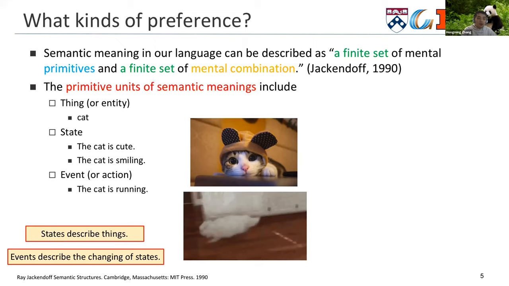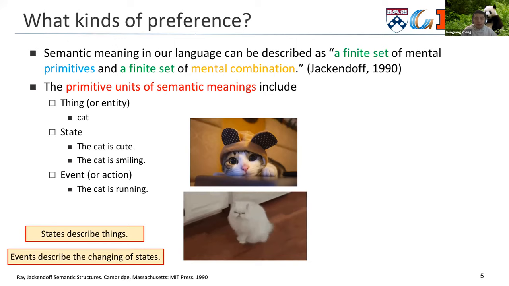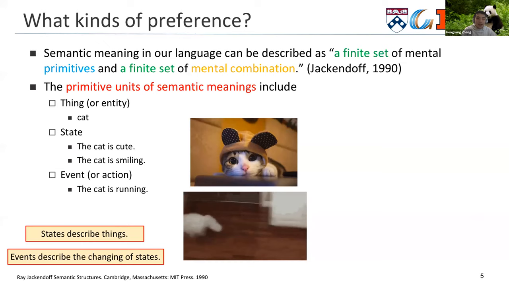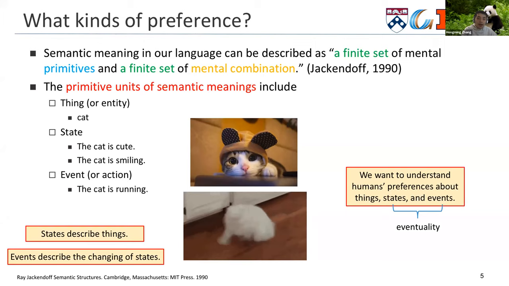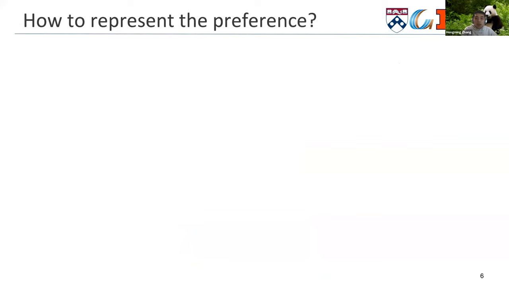It just got scared. Considering the knowledge about things can be effectively represented by states and events, whose overall term is called eventualities, we can say that common sense can be reflected with the preference over eventualities. So naturally, the next question would be, how should we represent such preference so that the machines can understand?